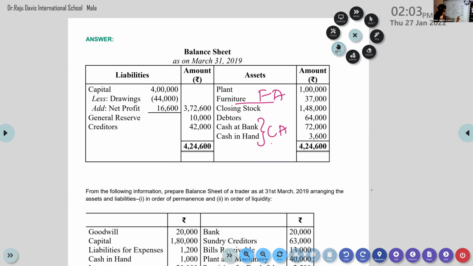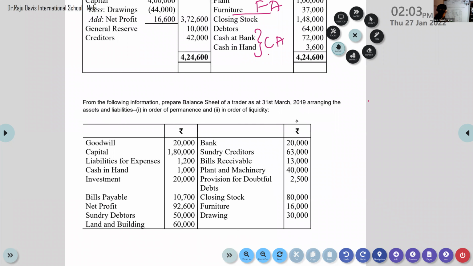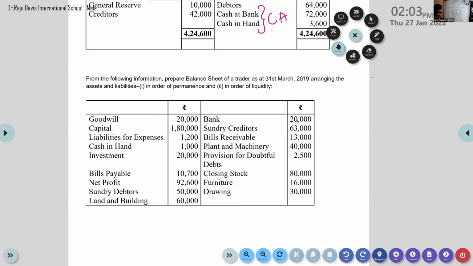Okay, so here there is another question for you to prepare. From the following information, prepare the balance sheet, arranging the assets and liabilities in the order of permanence and in the order of liquidity.